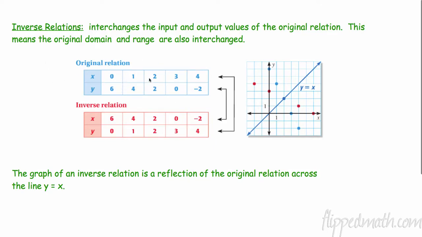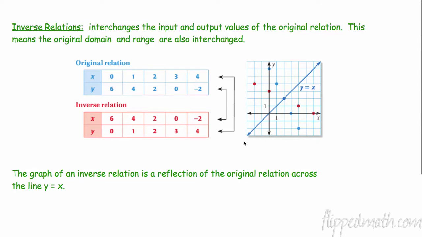0, 6, 1, 4, 2, 2, 3, 0, 4, 2. Now, we plotted these in blue over here, all right? And now here's our inverse. So I just flipped. Instead of 0, 6, it's 6, 0. Instead of 1, 4, it's 4, 1. 2, 2 is the same because they're the same input and output. 3, 0 becomes 0, 3, and so forth. All right, we just switched them.